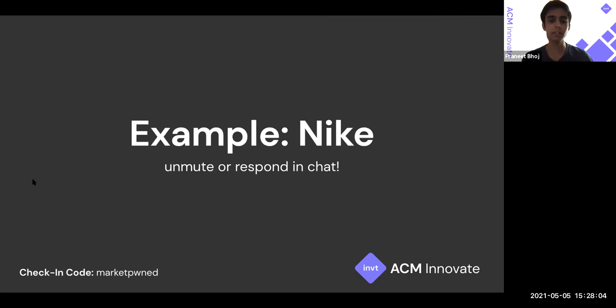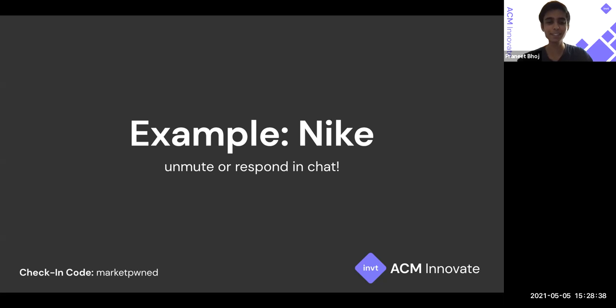So for an example of this, we can look at Nike. This might be a tough one, but does anyone know who Nike's main competition in the American market was early on? Puma, that's a good guess. I think Puma was definitely a competitor. So was Adidas also. But I think the answer is actually Reebok in the American market specifically.